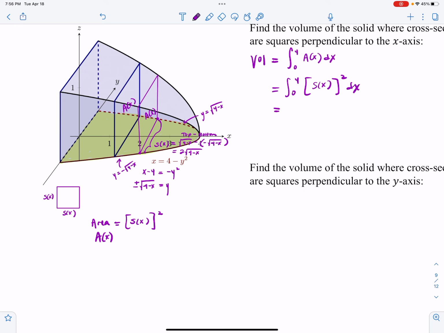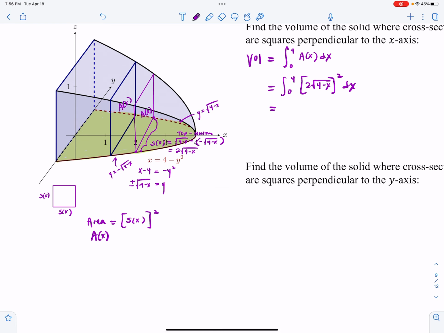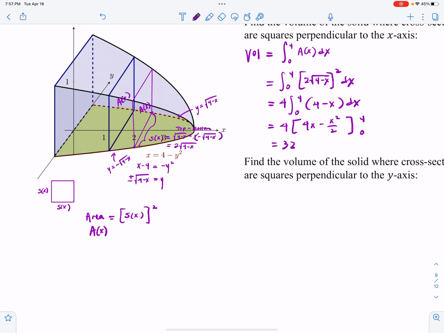And s of x, here I'm just going to write what s of x is equal to, is 2 root 4 minus x. So simplifying that, that'll be 4, which I can pull out, times the integral from 0 to 4 of 4 minus x dx. And then integrating, that'll be 4x minus x squared over 2 from 0 to 4. And then if you apply the first fundamental theorem of calculus, this ends up being 32, but you can check my arithmetic.